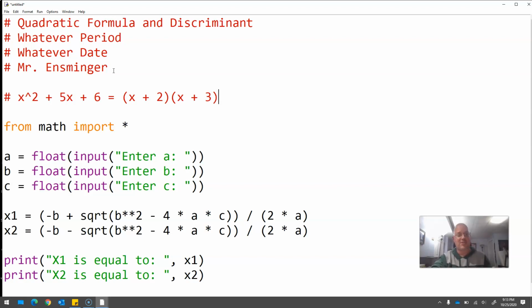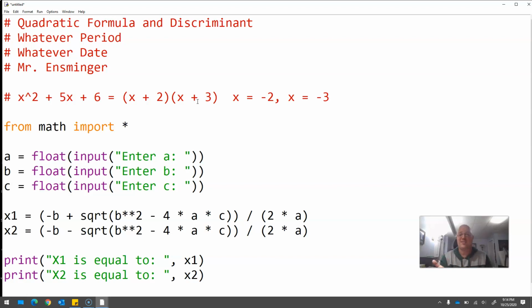And if you don't know why that's the case, talk to your math teacher. You must have lost that somewhere along the way. You have x squared is the x times x term when you distribute. 2x, 3x added together gives you 5x. 2 times 3 gives you 6. So those are the two different factors, which means that the x1 and x2 are going to be, when you set each of those equal to 0, -2 and -3. Because x plus 2 equals 0, you move the 2 to the other side. Do the same thing with the x plus 3.